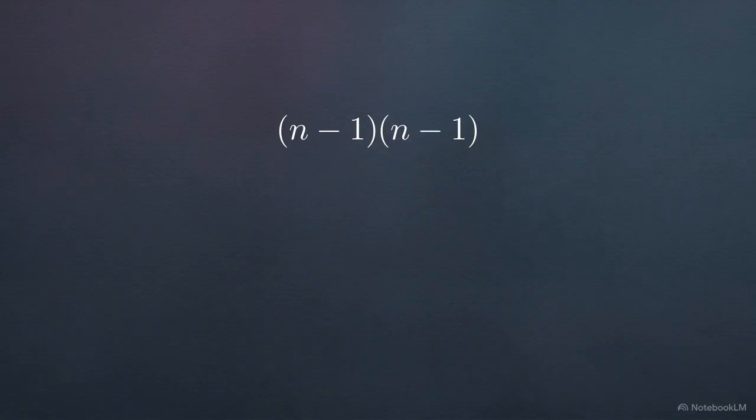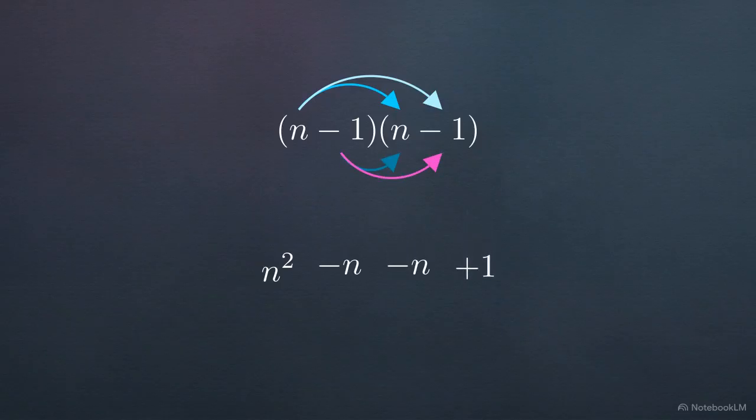First, outer, inner, last, multiplying the binomial n-1 by itself. Multiplying the first terms gives us n squared. The outer terms give negative n, and the inner terms give another negative n. Finally, negative 1 times negative 1 is positive 1. Combining those middle terms, we get n squared minus 2n plus 1.